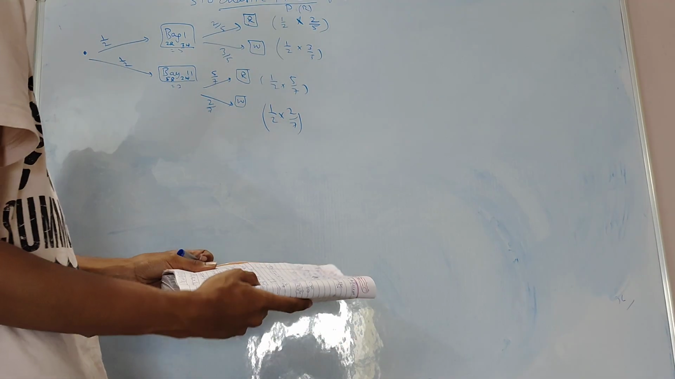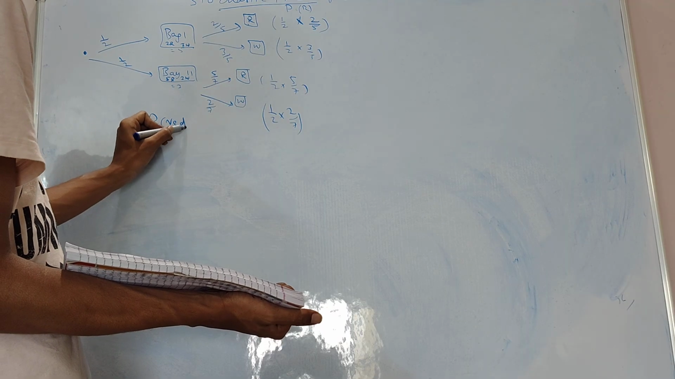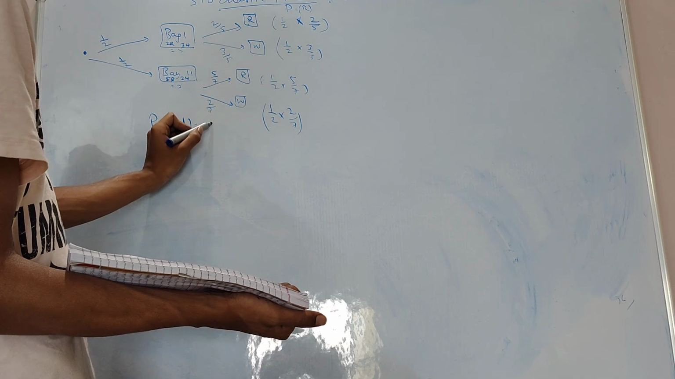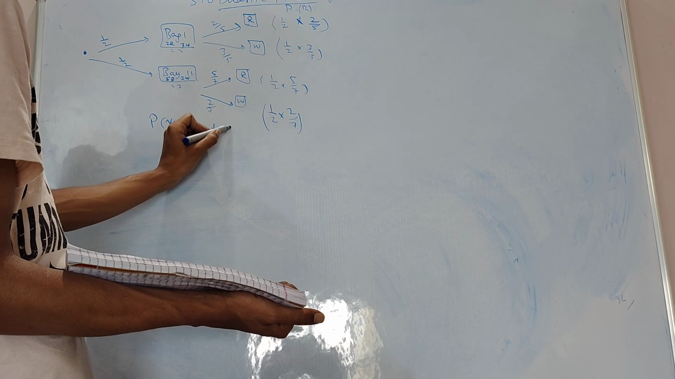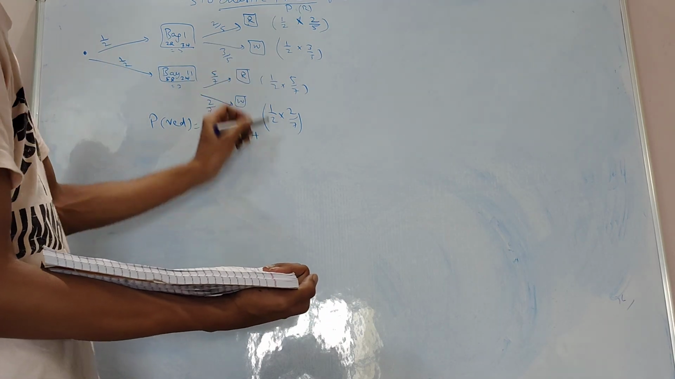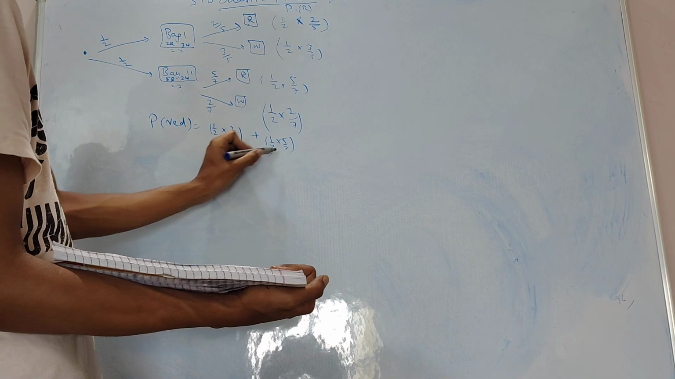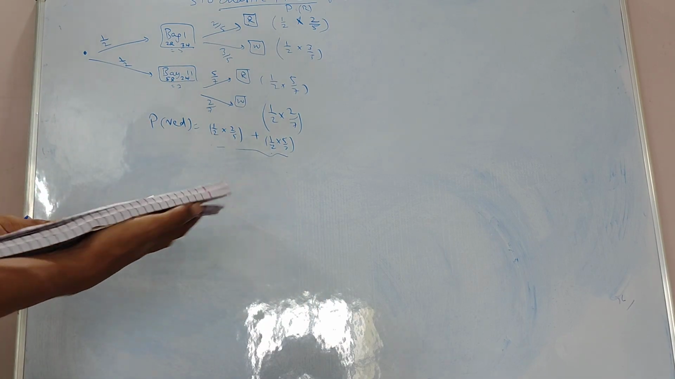Now, the overall probability of getting a red ball will be this probability, that is half into 2 by 5, plus this probability, 1 by 2 into 5 by 7. This is my probability of getting a red ball.